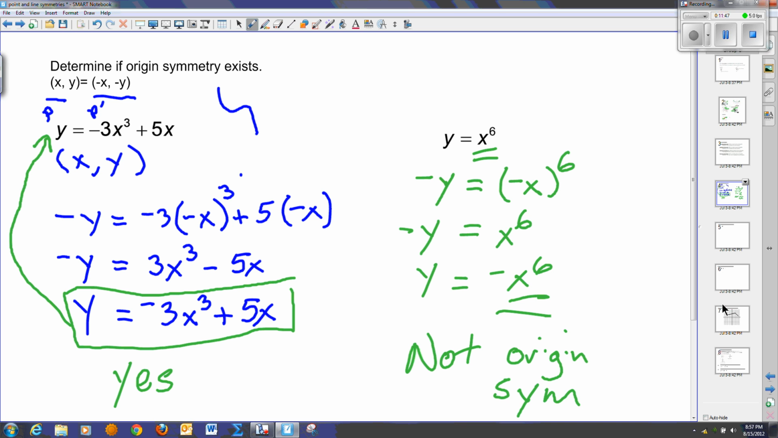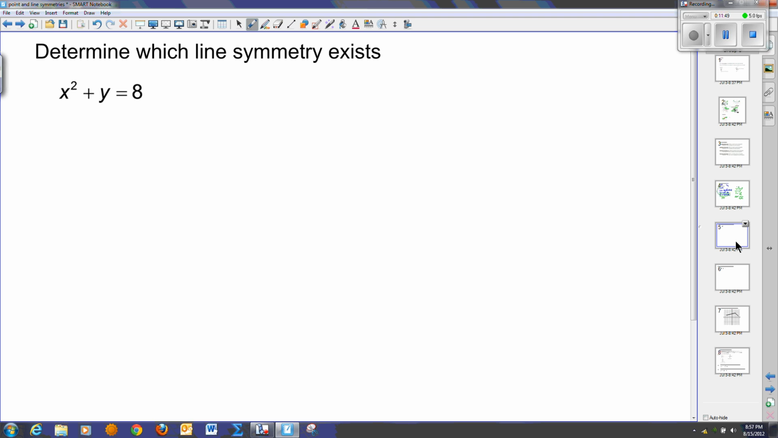Let's move on. Again, I want to show which line symmetry exists. We've got 4 lines that we're talking about. We have x-axis symmetry.